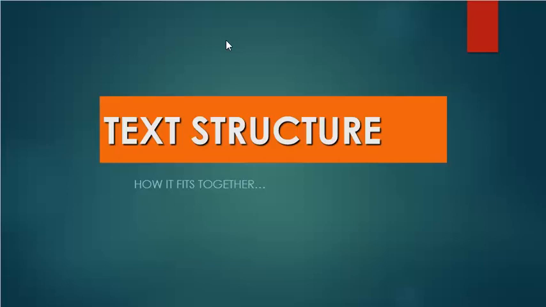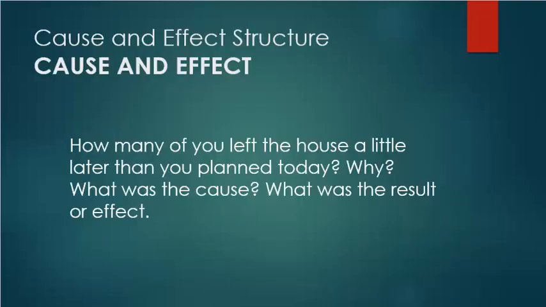This is the second part of our text structure study, and our focus right now is going to be on cause and effect, which happens to fit quite nicely with sequencing. Cause and effect. Here's an example. How many of you left the house a little later than you planned today? Why did that happen? What was the cause? And what was the result, or the effect?